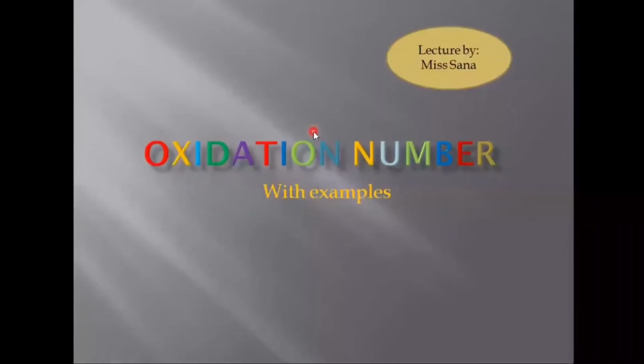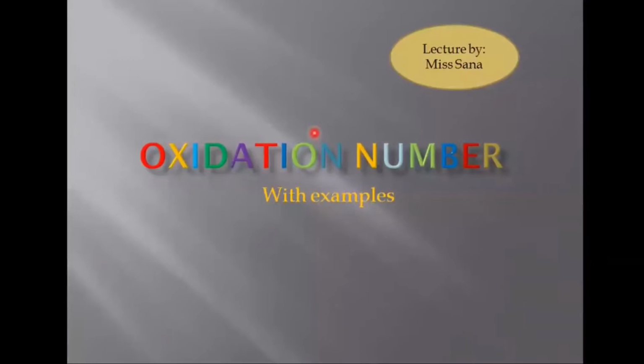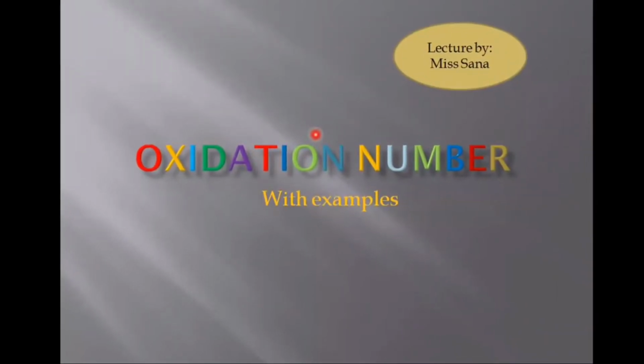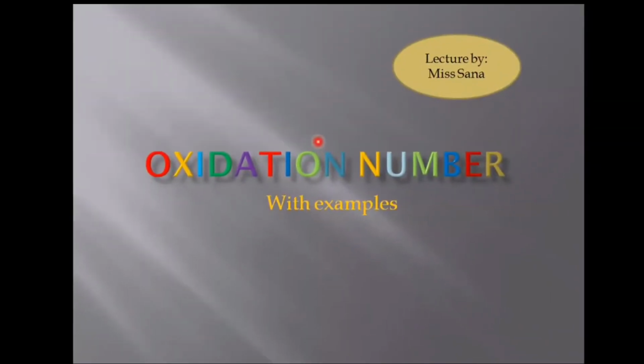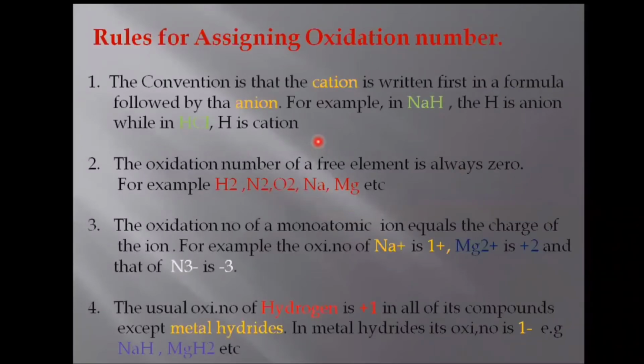Assalamu alaikum everyone. Today we will discuss oxidation number with detailed examples. Actually, this topic is related to our previous topic in which we have discussed the IUPAC naming of the coordination compound. There are 10 simple rules. If you follow these rules, you can assign the oxidation number to any atom in a compound. So let's see what these rules are.